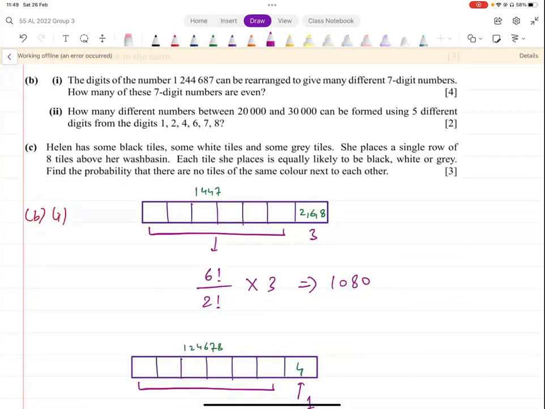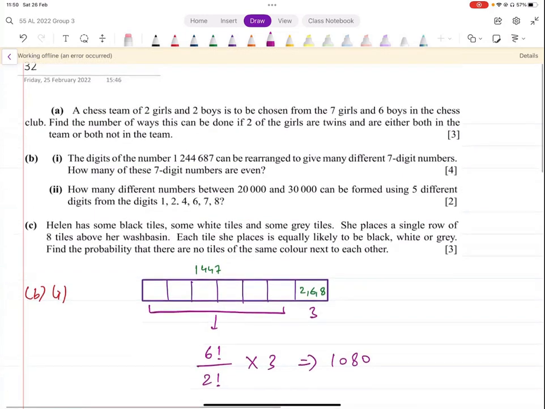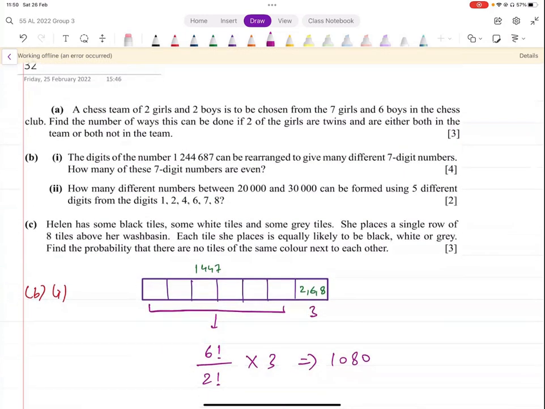Now, Helen has some black tiles, some white tiles, and some gray tiles. She places a single row of 8 tiles above her wash basin. Each tile she places is equally likely to be black, white, or gray. Find the probability that there are no tiles of the same color next to each other. Okay, now this is actually quite tricky. You might have noticed I was just looking at this question, trying to think about it at the start of today's class. So this does look very tricky.